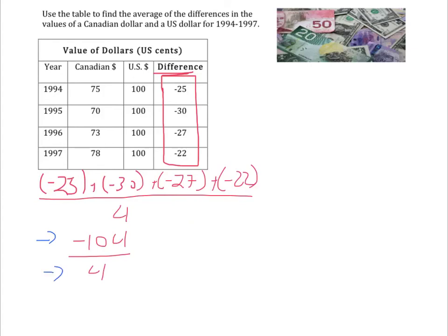And when I divide those two, I know my answer, or my quotient, will come out negative, and 104 divided by 4 is 26. So the average difference is negative 26 cents.